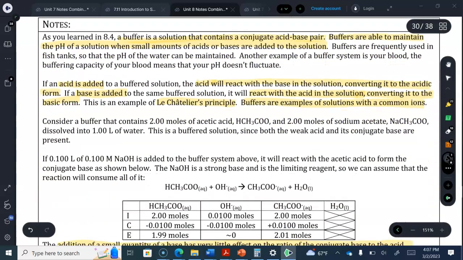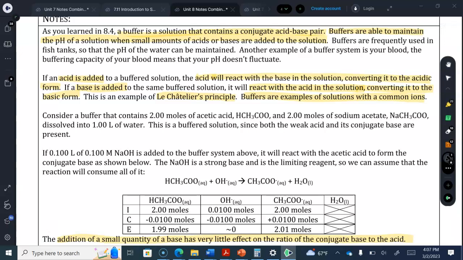As you learned in 8.4, a buffer is a solution that contains a conjugate acid-base pair. Buffers are able to maintain the pH of a solution when small amounts of acids or bases are added to the solution. Buffers are frequently used in fish tanks so that the pH of the water can be maintained. Another example of a buffer system is your blood. The buffering capacity of your blood means that the pH doesn't fluctuate.